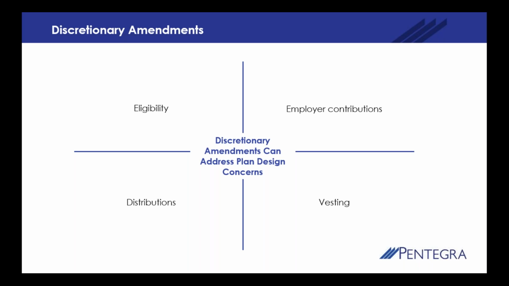Things like that include an analysis of the different age bands of employees, the different contribution levels of those different age bands, maybe looking at them in terms of service bands and things of that nature, all give us a good view into how we can design a plan that works for everybody involved. And here are some examples. So discretionary amendments can include things like changes to plan eligibility, employer contributions, vesting, and distributions. And I've encountered these all in my career.